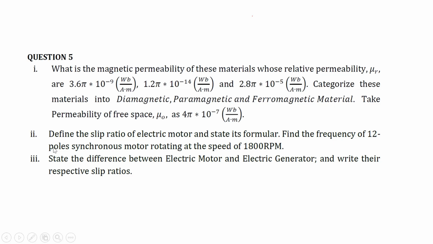Part II of that question said, define the slip ratio of an electric motor and state its formula. Find the frequency of a 12-pole synchronous motor rotating at the speed of 1,800 RPM. Then part III states the difference between electric motor and electric generator and write their slip ratio.